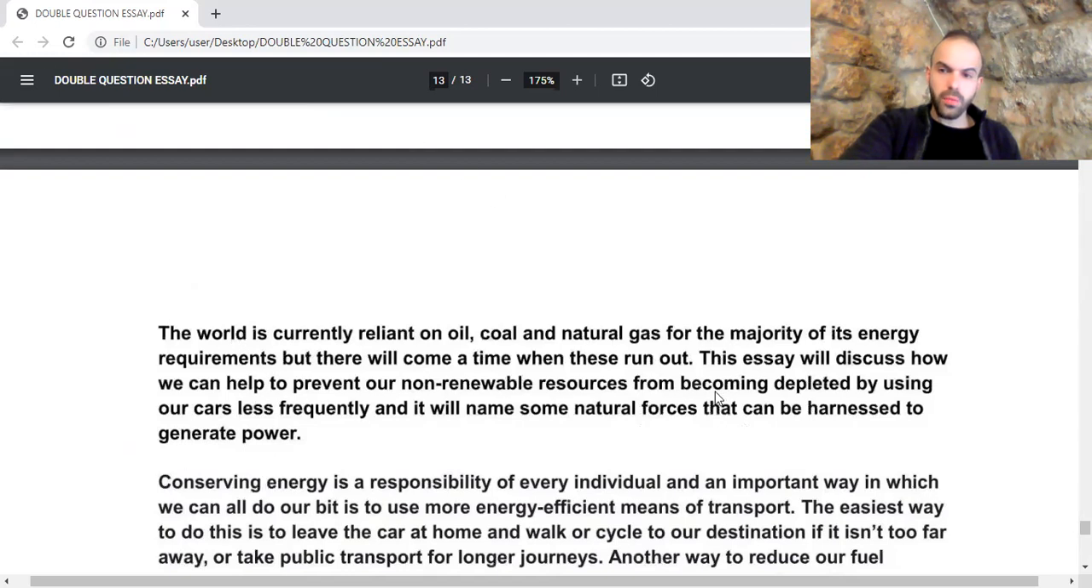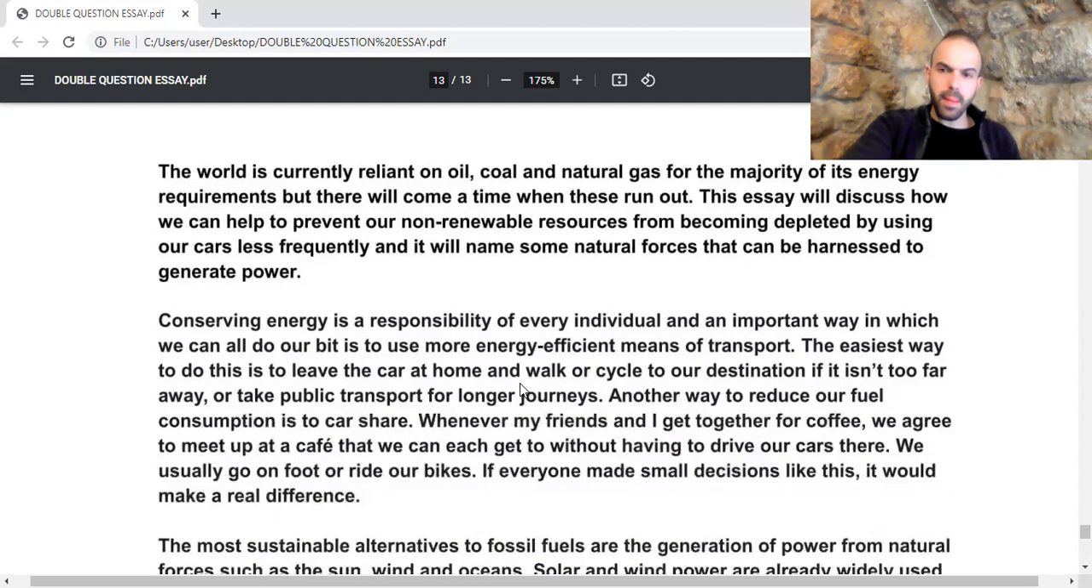So in the first paragraph, "depleted by". So that's the passive form. It's a good way to use passive form sentences, and that we'll discuss. So that's the future tense. Okay, "run out". So that's the present simple. Okay, what else do we have? "Take". It's a present simple. That's the infinitive form of the verb, "to reduce". "We can each get". So that's the present simple. "If everyone made", so that's the past simple. "It would make". So that's a conditional form.